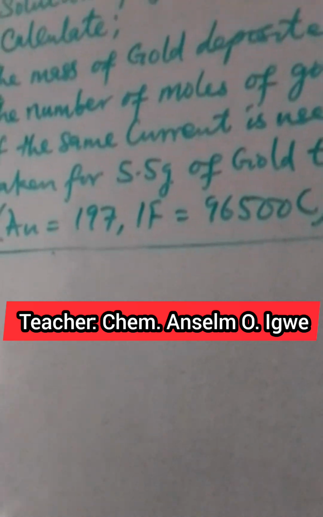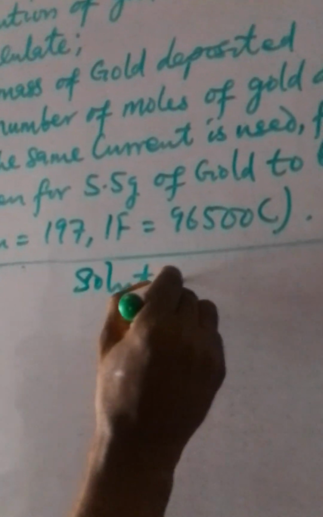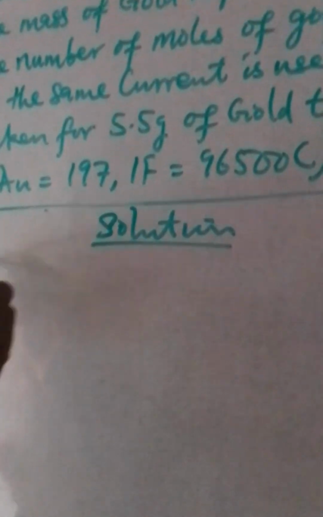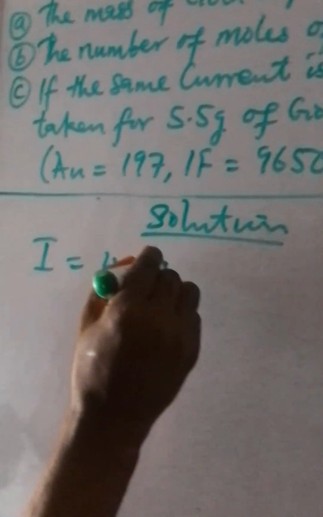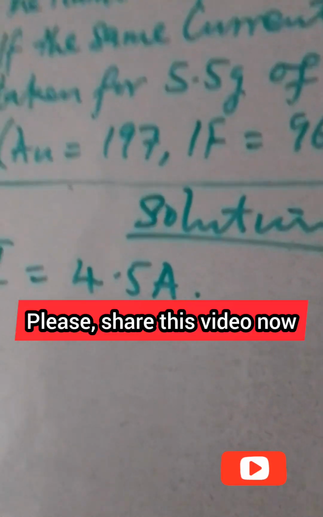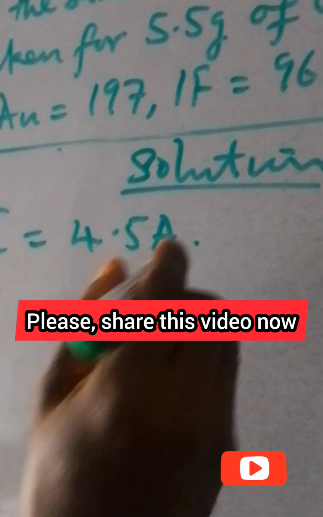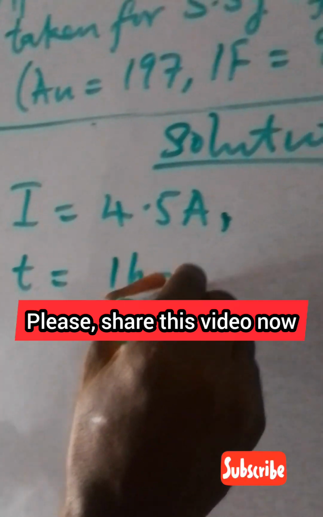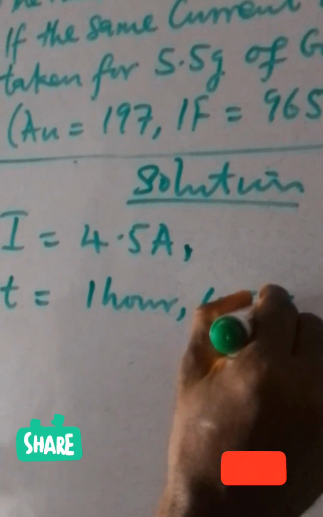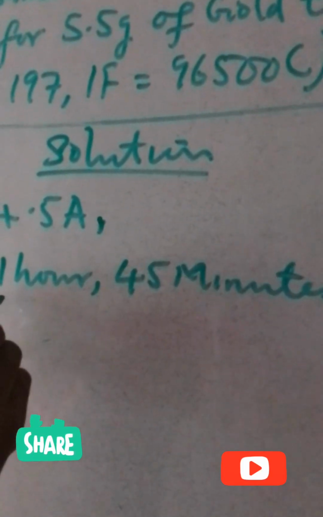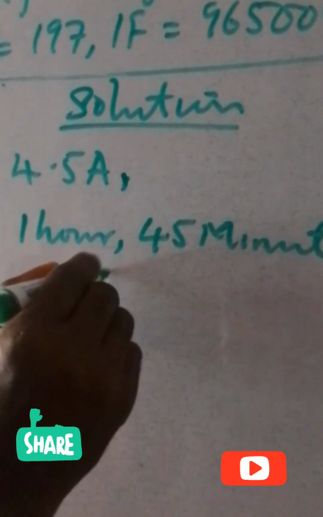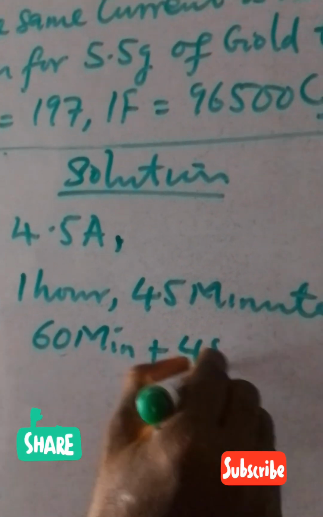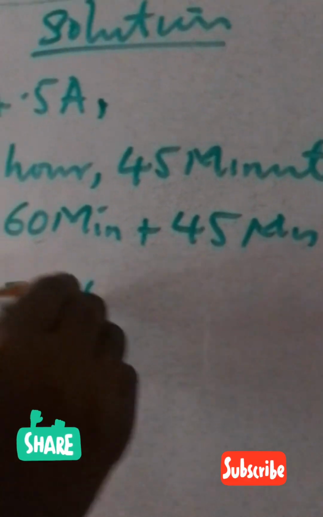Okay, so what do we do? Let's list the givens. The current is 4.5 amperes. This is a current required for the electrolysis of gold. And the time it took is 1 hour 45 minutes. Remember, 1 hour is 60 minutes plus 45 minutes, and it gives us 105 minutes.